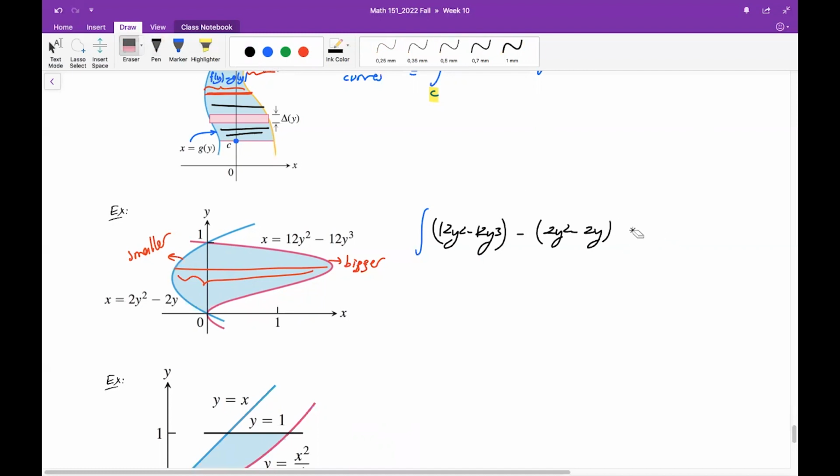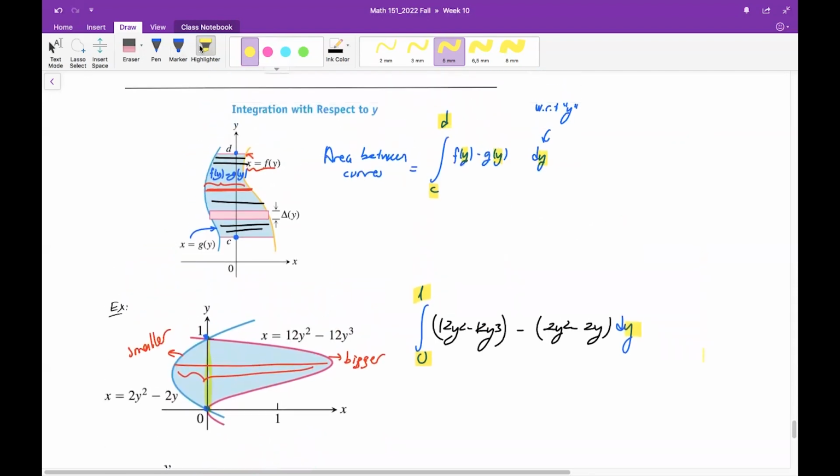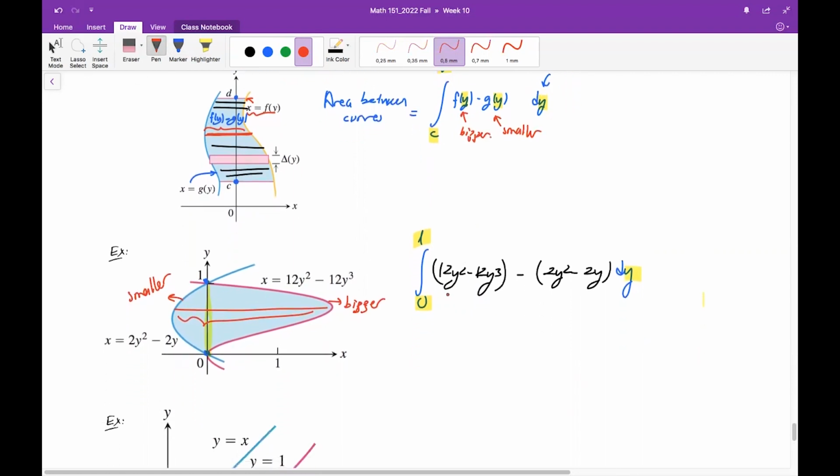You should take the integral because you are working horizontally with respect to dy now, and I will write the boundaries of y. The integral should be over this interval on the y-axis, which is from 0 to 1. These are the boundaries of y, and the integration is with respect to y here. You always subtract the smaller curve from the bigger curve. That's what we have done here. This was the bigger one horizontally, and this was the smaller one.